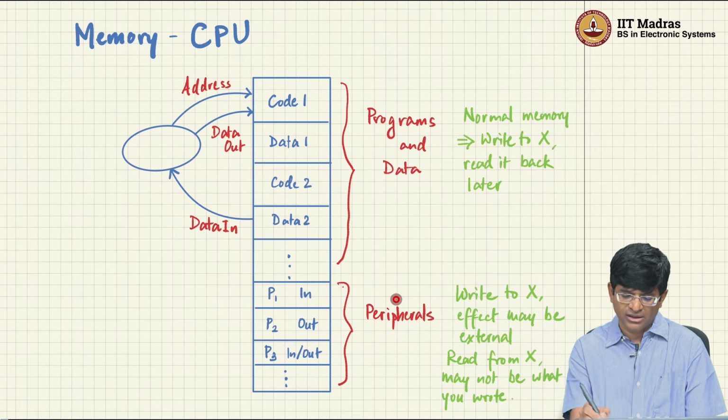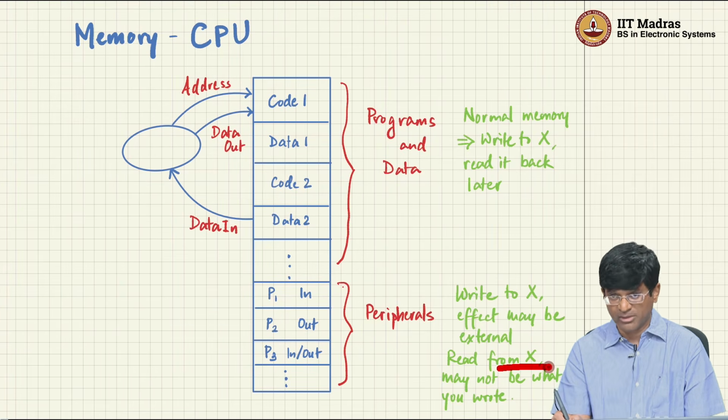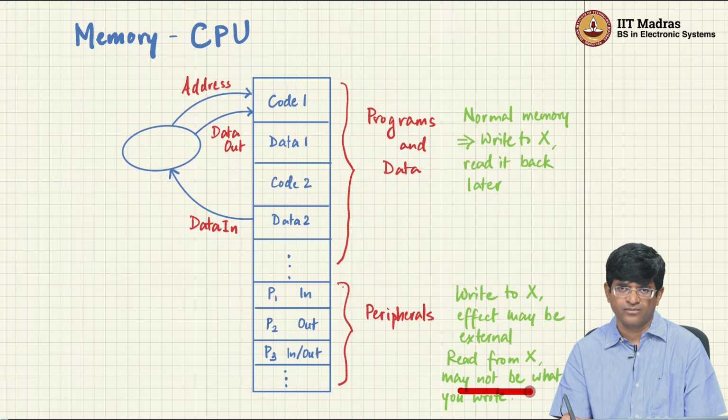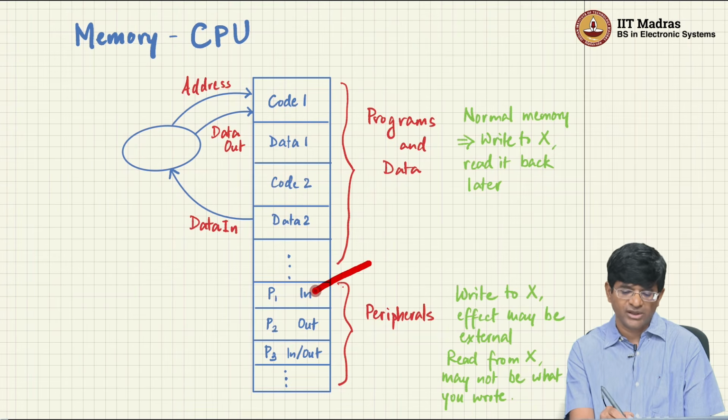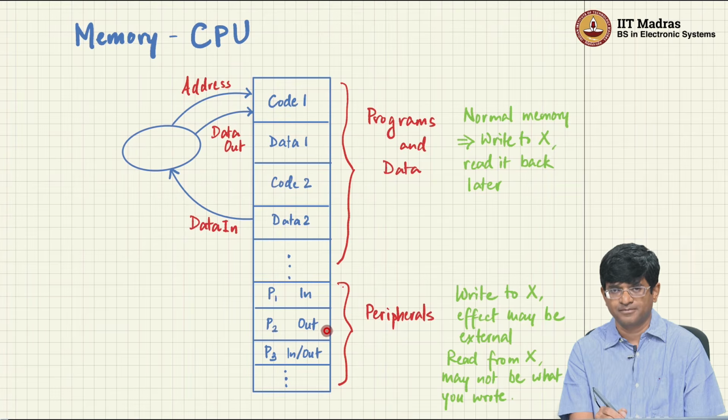And when I read back from X, which may or may not even be the same address, or rather if I read from the same address X, in fact, there's every chance that what I get back is not what I wrote to start with. It might be something completely different, okay? So I could have these input peripherals that basically respond in a totally different way than what the output peripherals handle.